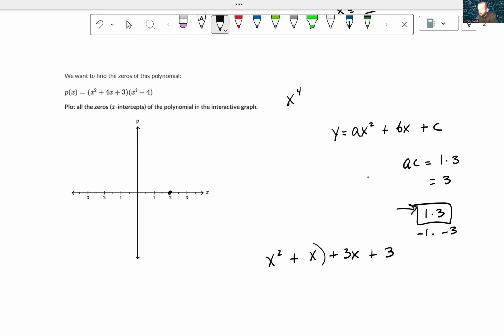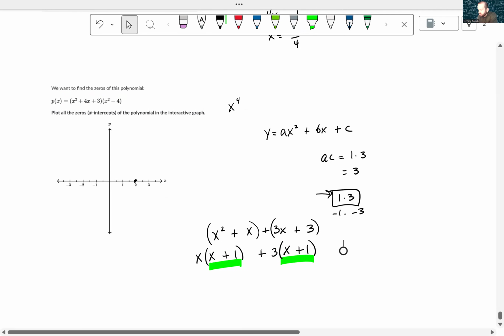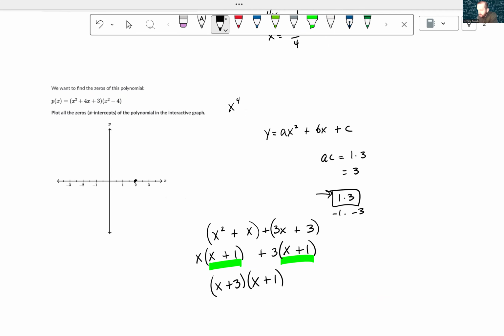So now we've broken that apart. We're going to group it, take out the greatest common factor from the first one, take out the greatest common factor from the second one, and then these should always match up. If they don't, that's where you would know that you made an error. So now this is going to be x plus 3, x plus 1, and that's in our factored form.